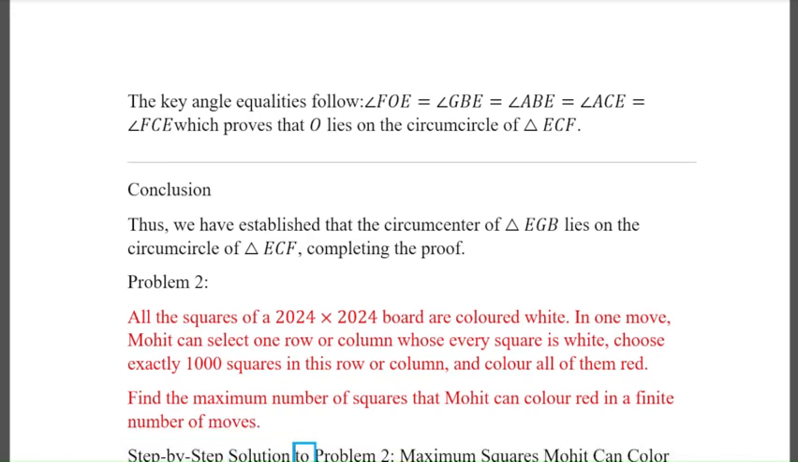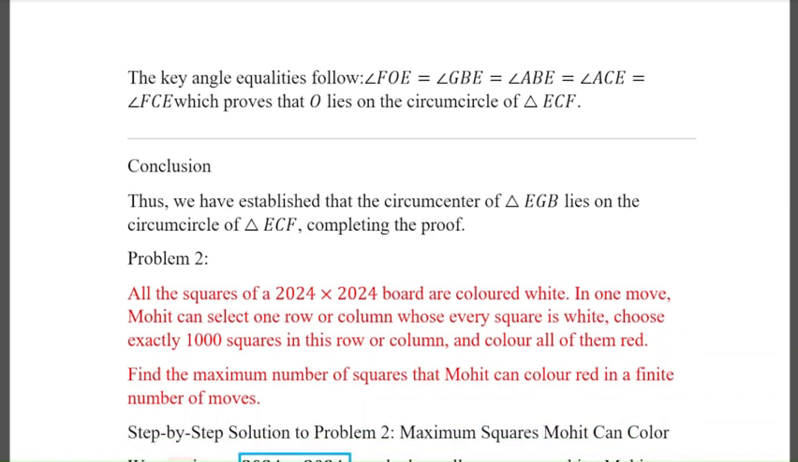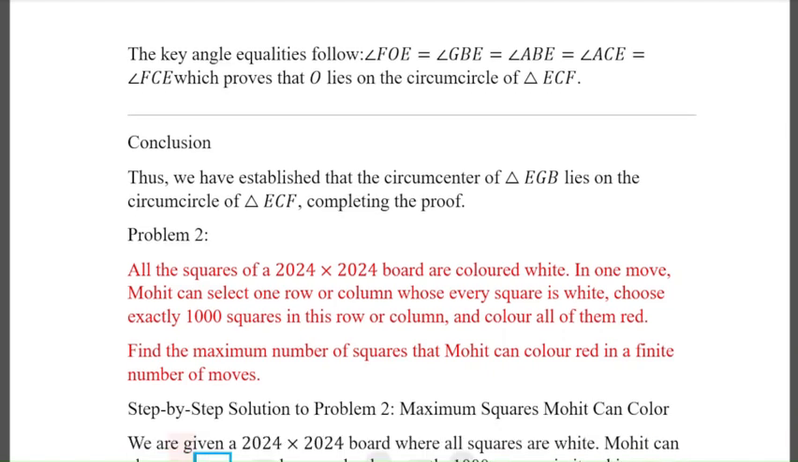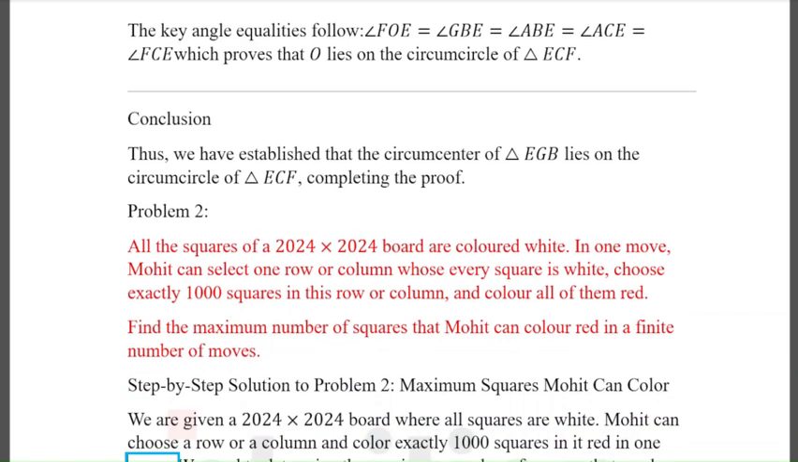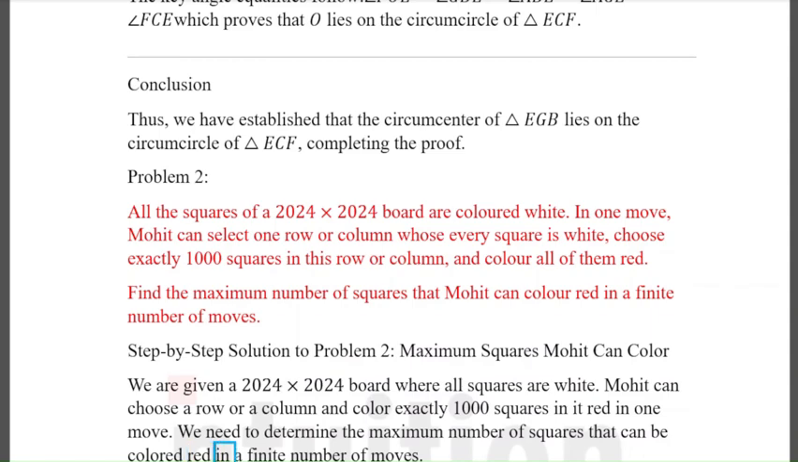Step-by-step solution to Problem 2. Maximum squares Mohit can color. We are given a 2024 times 2024 board where all squares are white. Mohit can choose a row or a column and color exactly 1000 squares in it red in one move. We need to determine the maximum number of squares that can be colored red in a finite number of moves.